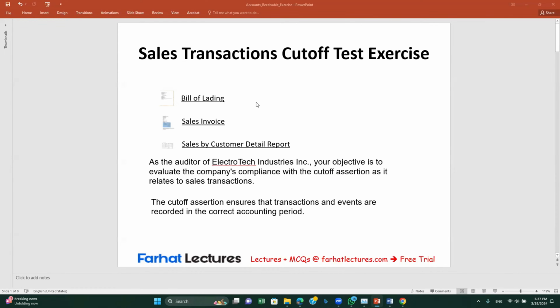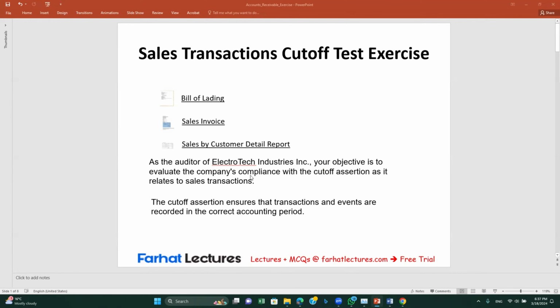Let's assume, for example, in a simulation that you are the auditor of Electrotech Industries, and your objective is to evaluate the company's compliance with the cutoff assertion as it relates to sales transactions. And you are provided with 3 exhibits. You have to read the title of these exhibits. So we have bill of lading, sales invoices, sales by customer detail report.